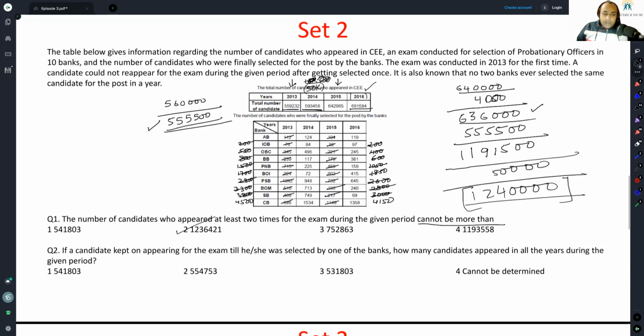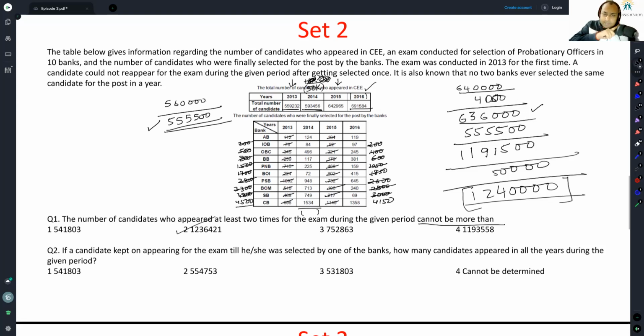Next question. If a candidate kept on appearing for the exam till she was selected by one of the banks, then how many candidates appeared in all the years during the given period? Okay. So let's say we had 5,60,000 candidates in 2013. Of them, roughly 4,500 got selected in the first year.